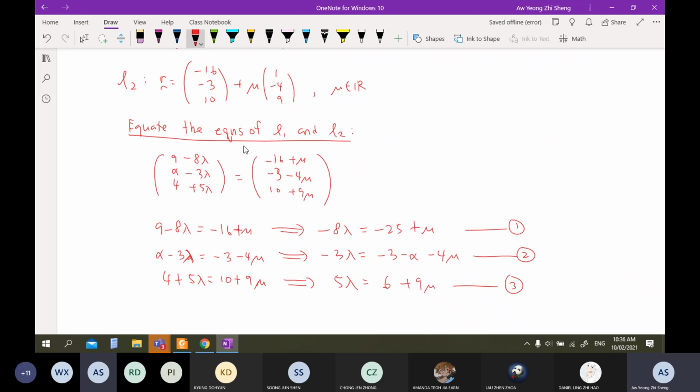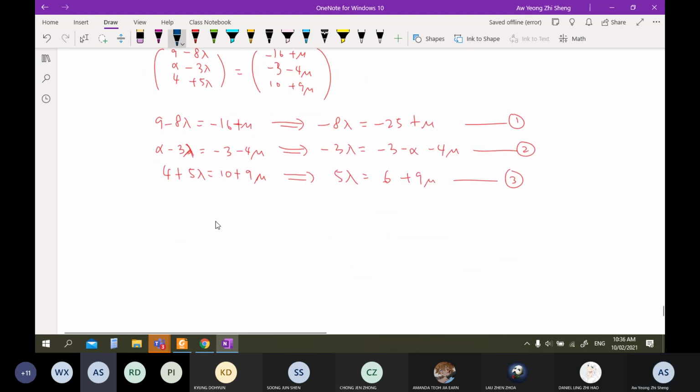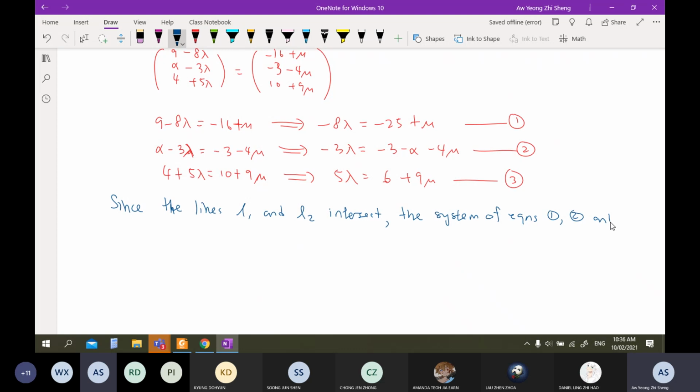Now, since we know that the lines L1 and L2 intersect, the system of equations 1, 2, and 3 must have a unique solution for lambda and mu.